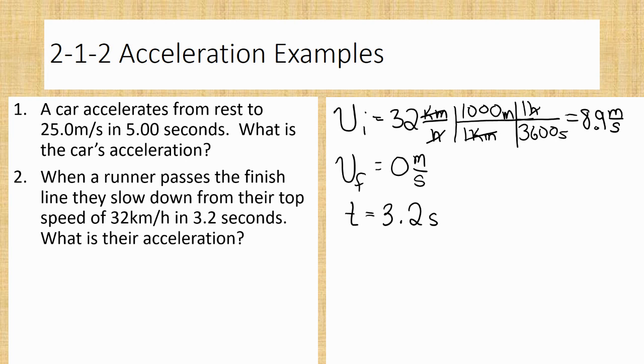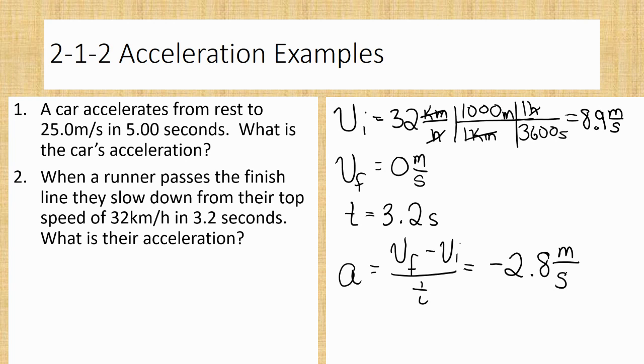And so now we can plug and chug just like the previous problem. Final velocity minus the initial velocity divided by the time. So Vf is 0 minus 8.9 divided by 3.2 will give us a negative 2.8 meters per second squared.